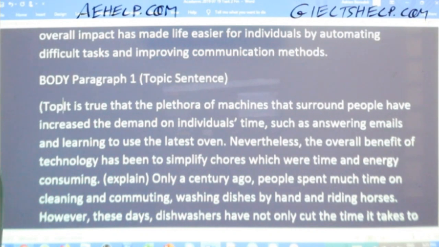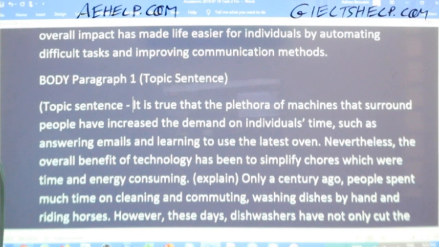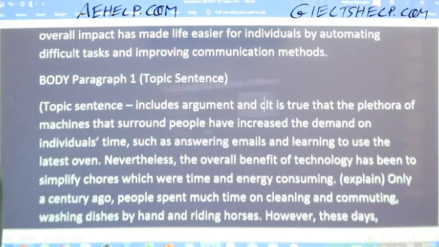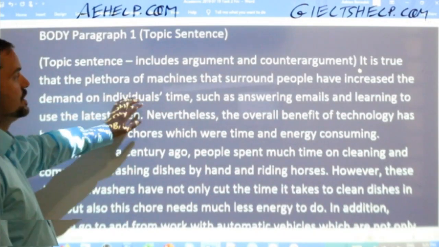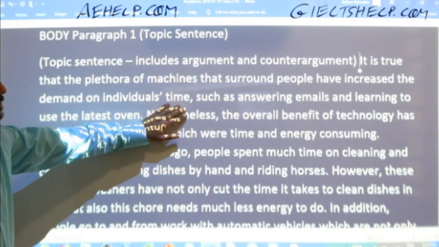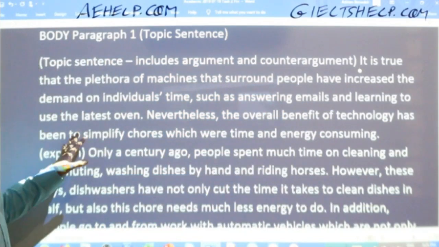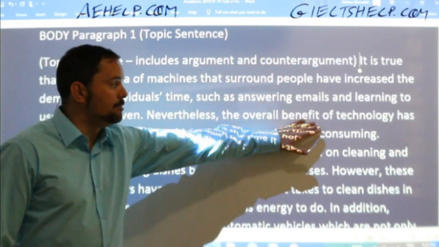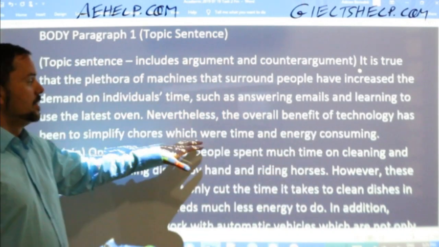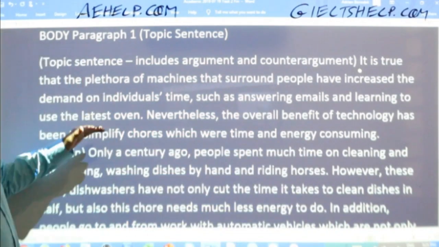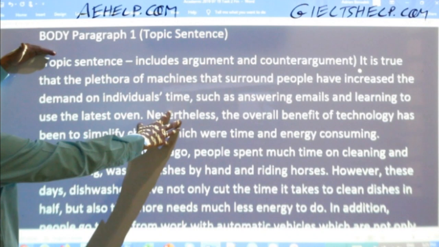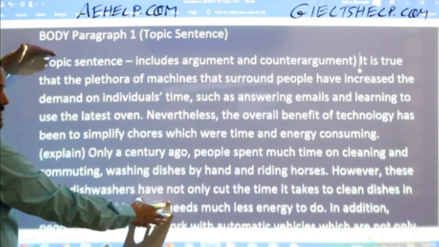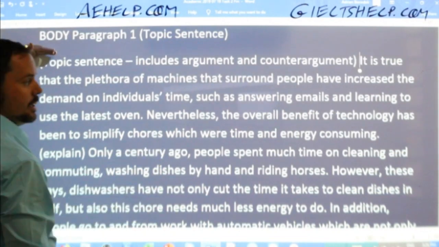So here's my topic sentence. It includes argument and counter argument. Okay, so here's the argument. "It is true that the plethora of machines that surround people have increased the demand on individuals' time, such as answering emails and learning to use the latest oven. Nevertheless, the overall benefit of technology has been to simplify chores, which were time and energy consuming." So these two sentences are my topic sentences here. I have my argument and then my counter argument, and then I explain my counter argument and give examples for it. That's what we're looking to do in body paragraph 2.